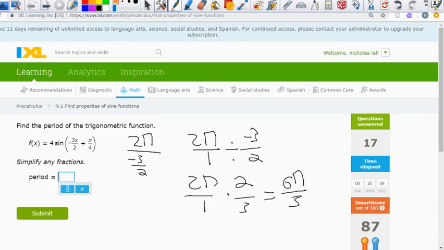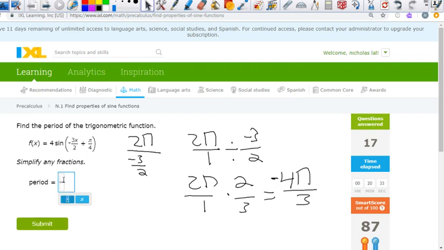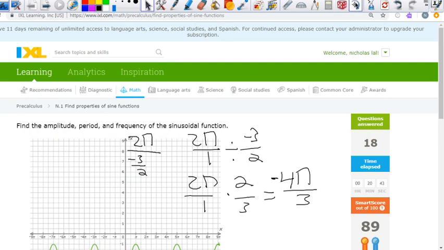Oh, wait. Small mistake here. This becomes 4 pi over 3. So 2 pi times 2 is 4 pi. That's negative 4 pi over 3, but your period's always positive. So that period will be 4 pi over 3. Cannot be simplified further. Excellent.